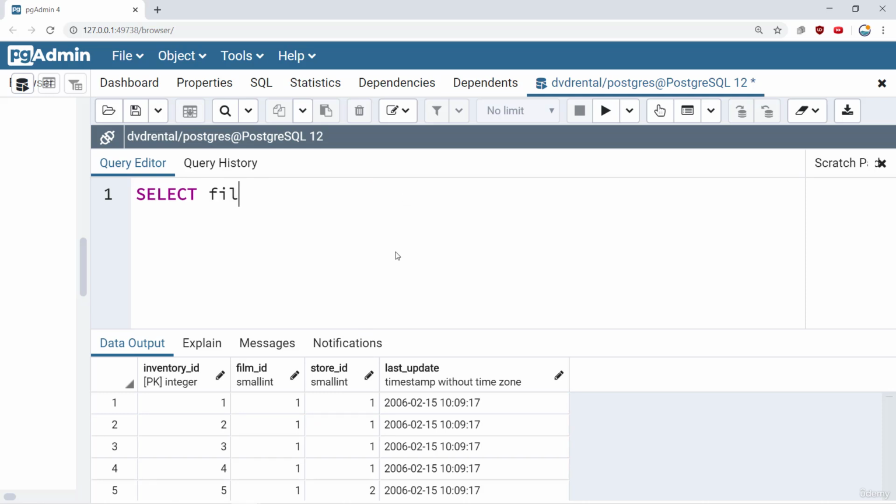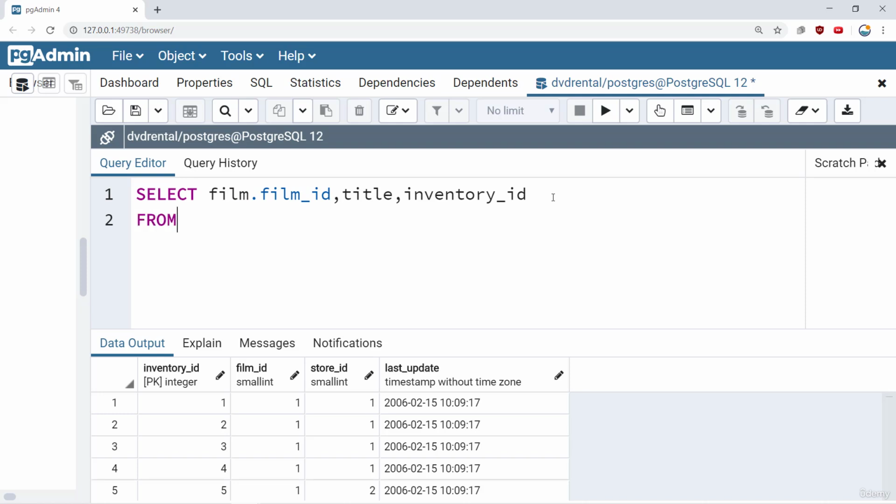We'll say select film.film_id, film.title, and then inventory_id. The reason I don't need to specify the table for inventory ID is because it's unique to the inventory table. However, film ID can be found in both tables. And in fact, title is unique to the film table, so I don't need to mention the table there either. So we have select film ID, title, and inventory ID.